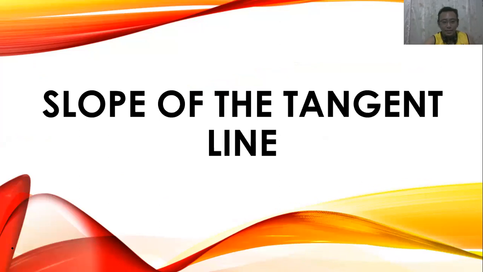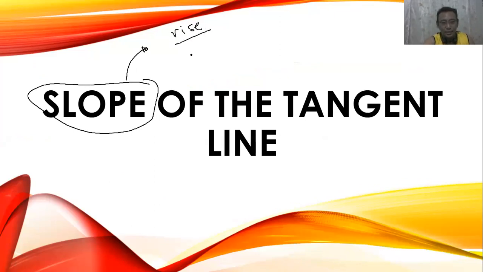So kapag sinabi nating slope, usually, ang naaalala nyo dapat is yung rise over run. Yung slope ay yung rise over run. Ibig sabihin, sa bawat pagtaas, meron ding pagtakbo. Or, it simply means kung gaano ba katarik yung tangent line natin, yung line natin, kung gaano ba siya ka-slant.